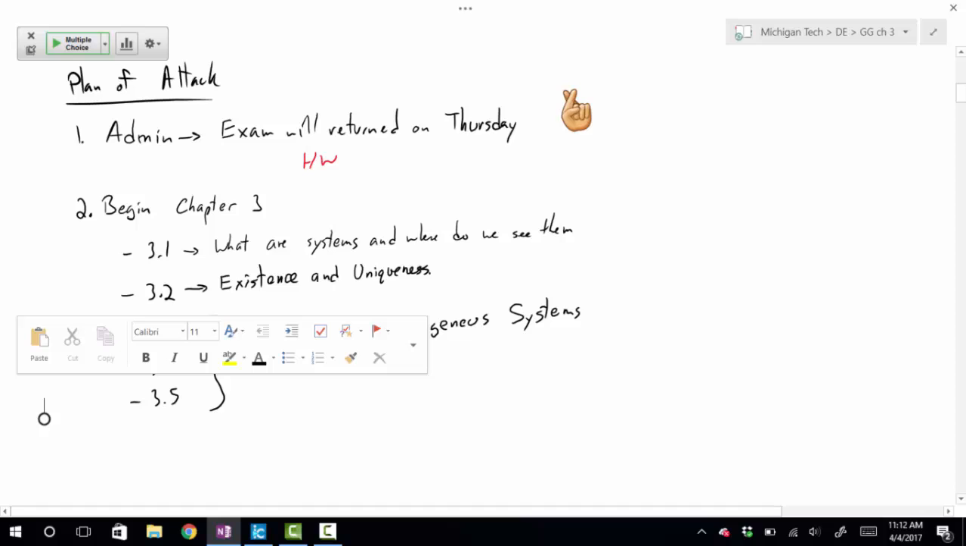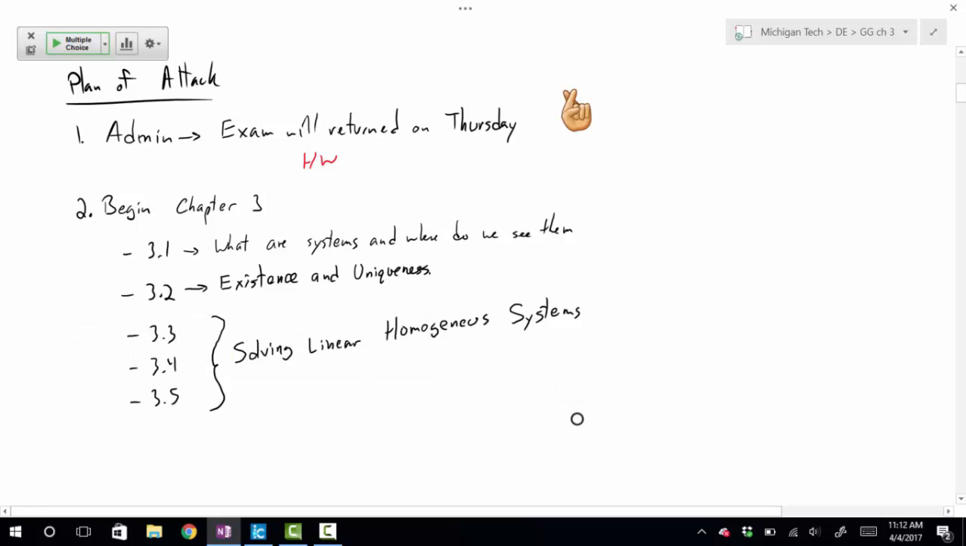All right, today's topic is chapter 3. We're going to start on chapter 3, systems of differential equations. Here's our roadmap for this chapter. We're going to start by talking about what systems are. We briefly introduced them in the very first part of the course, but now we're going to go into a little more detail. What are systems? Why do we care about them? Where are we going to see them in application or in some mathematical process?